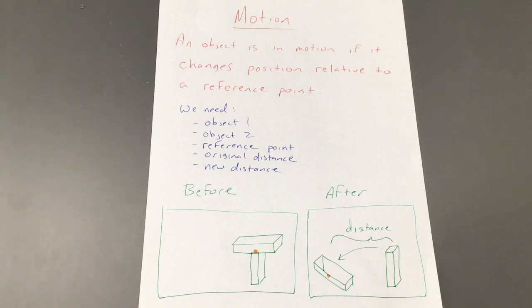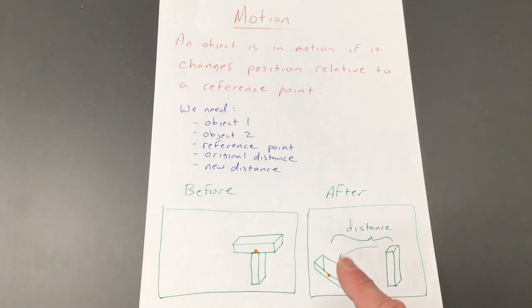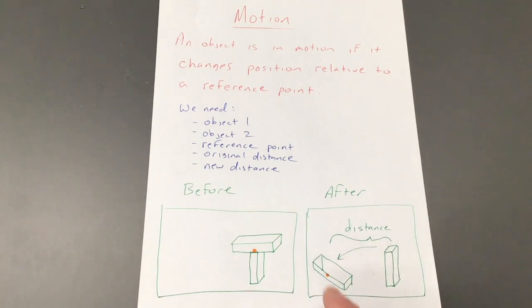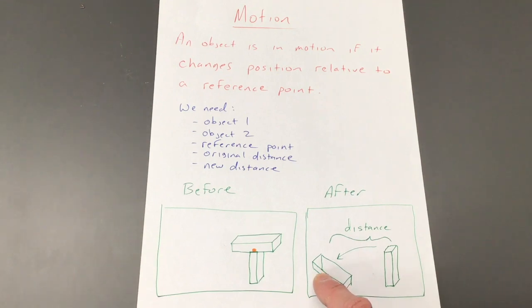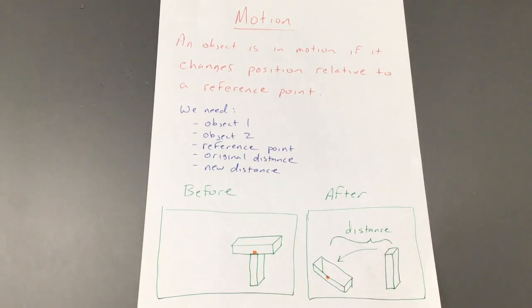And we concluded that if this is a before picture and the picture on the right is an after picture, when one object moves, the original reference point was here, now it's there, the distance between the new location and the original location has changed, therefore that object has been in motion.